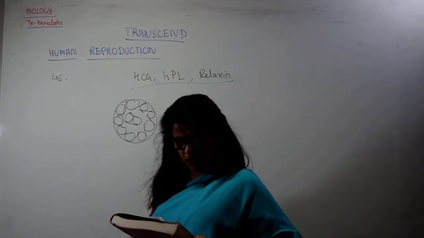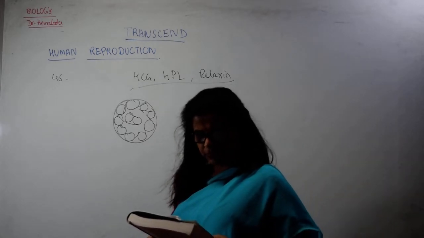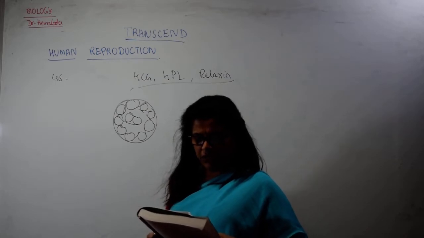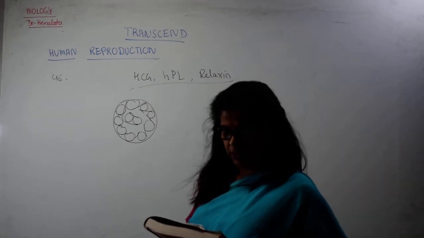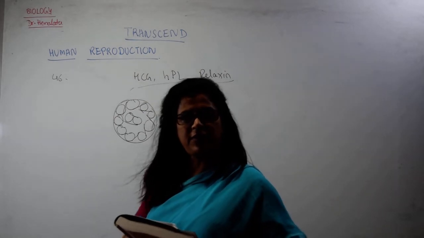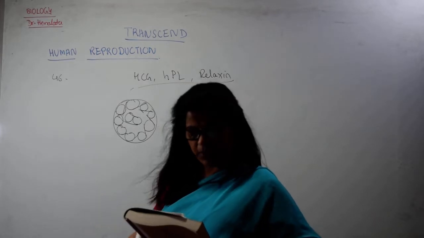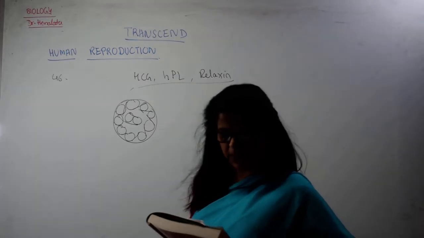Okay. Now let's go to the 53rd question. The third stage of parturition is called afterbirth. What happens in the stage we call afterbirth? First stage, the baby's head will move down. The next is the expulsion of the baby. Third is called afterbirth. Afterbirth is what?